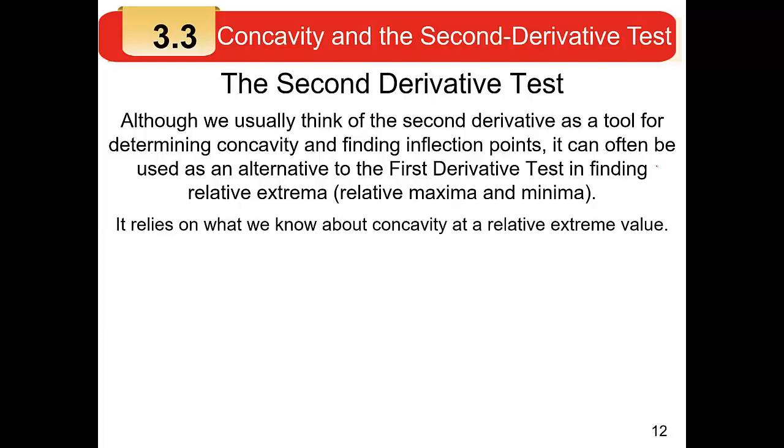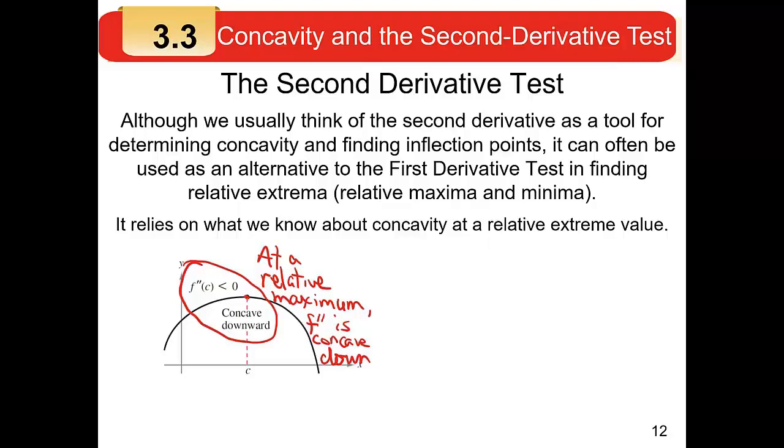It works because if you think about what we know about concavity at extreme values, think about it a minute. If you've got an area of concavity downward, any relative extrema there is going to be a maximum because it's spilling water there. It's kind of like an upside down cup. It would spill water. That's a maximum.